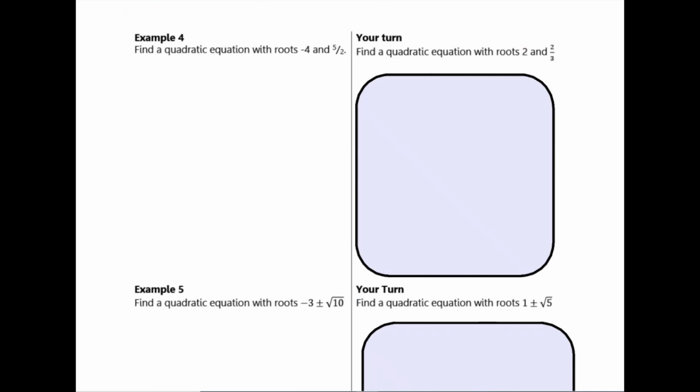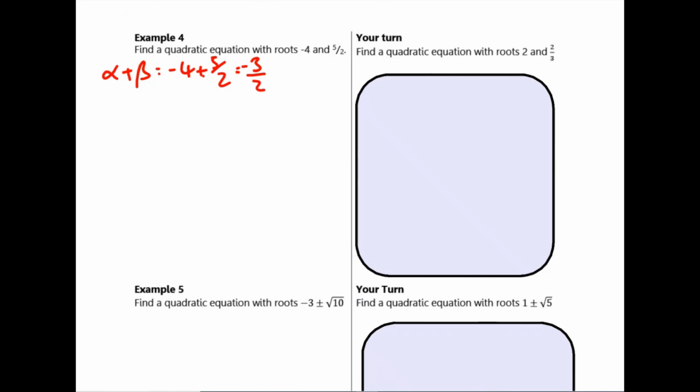Now, the next example is one where there are a couple of approaches you could take. So find a quadratic equation with roots minus 4 and 5 over 2. Obviously, you could put these into brackets and expand them out, and that would be fine. But we're going to use a method that practices using our sum and product of roots. Start off with the sum of the roots. So alpha plus beta, that's equal to minus 4 plus 5 over 2. Gives you minus 3 over 2.